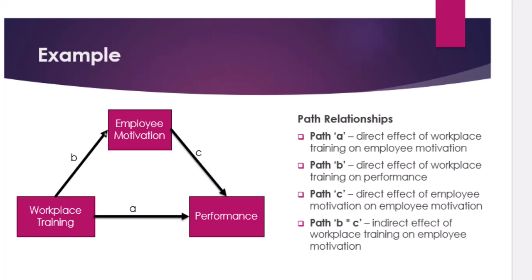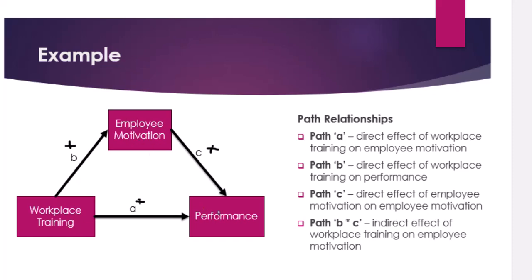So we have three paths here. Path A is the effect of workplace training on performance. It is a direct effect. Path B is the direct effect of workplace training on employee motivation. Path C is the direct effect of employee motivation on performance.